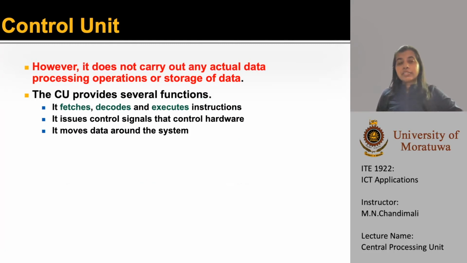One important thing that we need to remember is that the control unit does not carry out any actual data processing operations or storage of data. It just sends control signals to the other components of the computer system to carry out the respective tasks. In summary, we can say the control unit provides functions such as fetching, decoding, and executing instructions, issuing control signals to control hardware, and it moves or transfers data around the computer system.